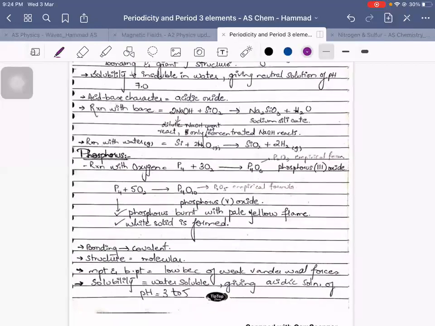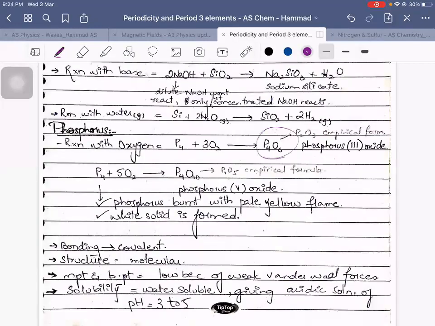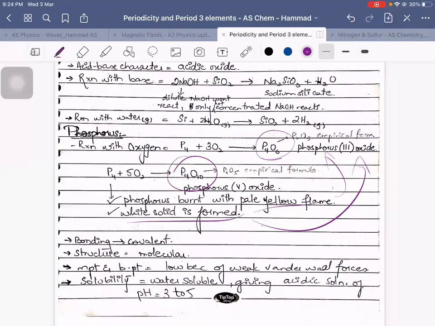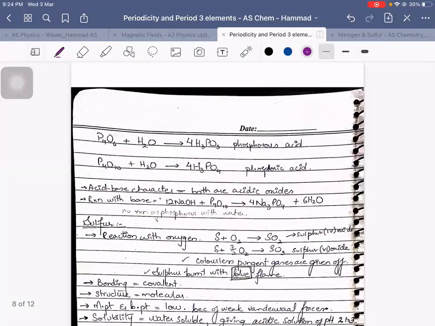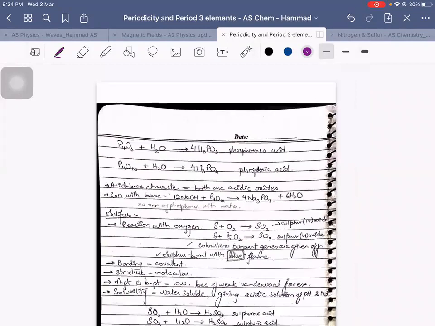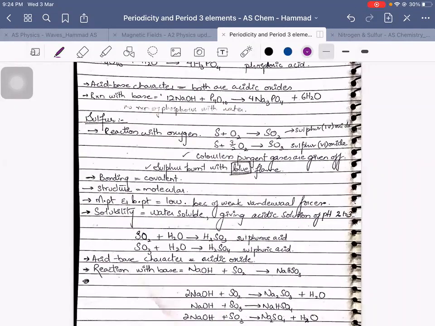Phosphorus will burn to give you either P4O6 or P4O10. This one is a white solid and burns with a pale yellow flame. Right? This goes on for both, by the way. Non-metallic oxides will have an acidic behavior. Sulfur burns with oxygen.